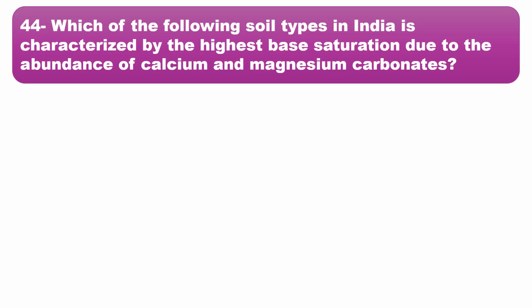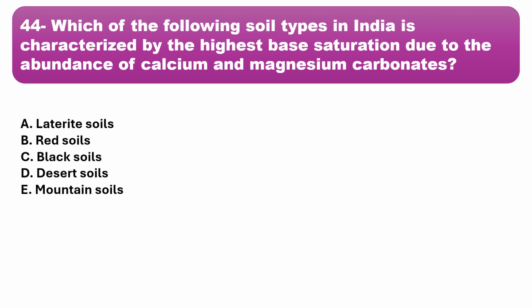Next question. Which of the following soil types in India is characterized by the highest base saturation due to abundance of calcium and magnesium carbonates? The options are A. Laterite soil, B. Red soils, C. Black soils, D. Desert soils, E. Mountain soils. The correct answer here is black soils. Black soils have the highest base saturation due to their abundance of calcium and magnesium.